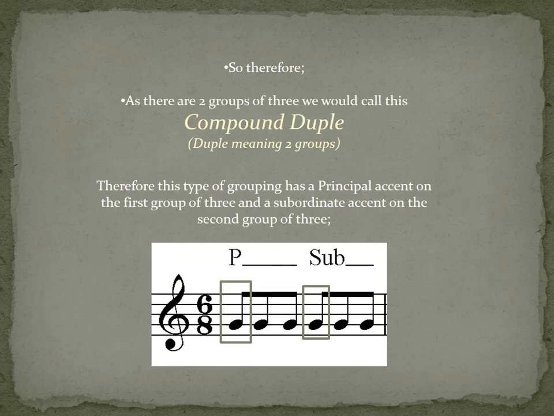So therefore, as there are 2 groups of 3, we would call this compound duple. Duple means 2. So 2 groups of 3 would be compound duple. Therefore, this type of grouping has a principal accent on the first group of 3 and a slightly less one, a subordinate accent, on the second group of 3. And again, as I've indicated on the slide, the P stands for the principal, the sub stands for the subordinate.